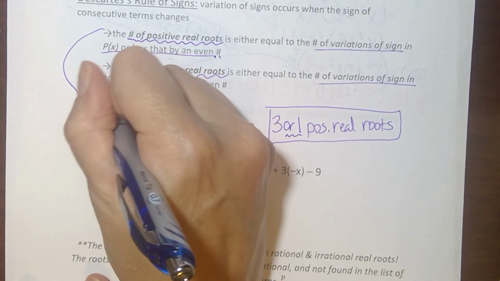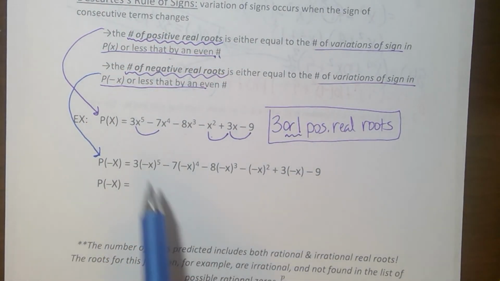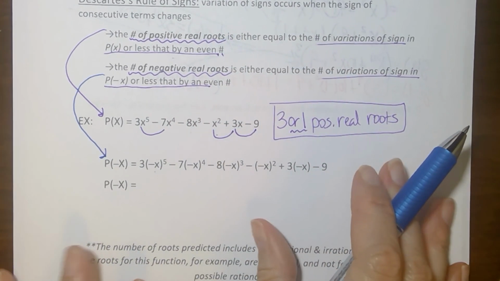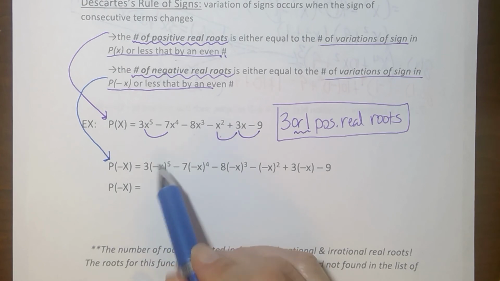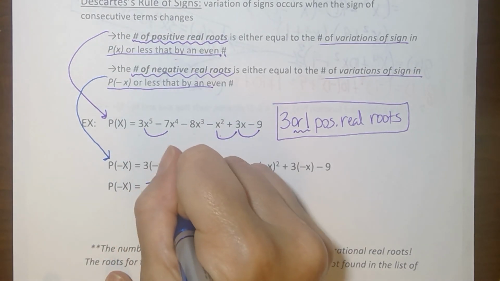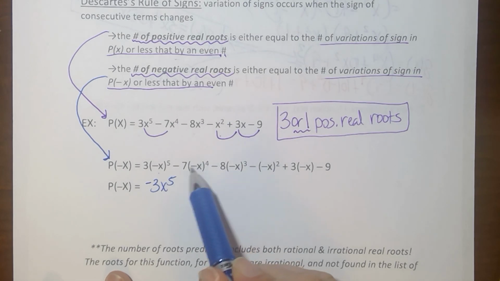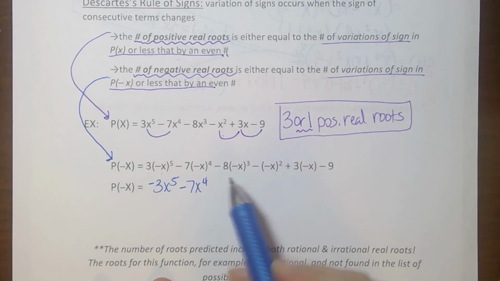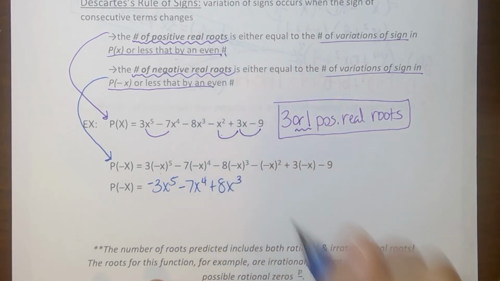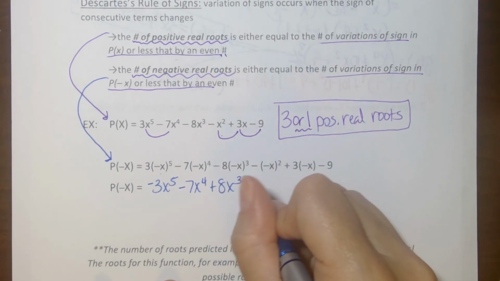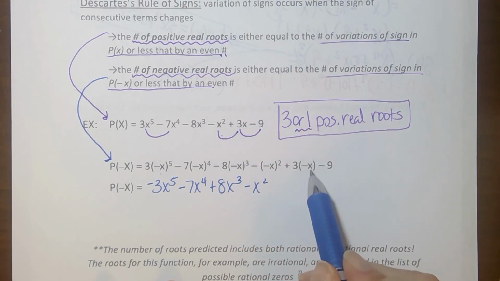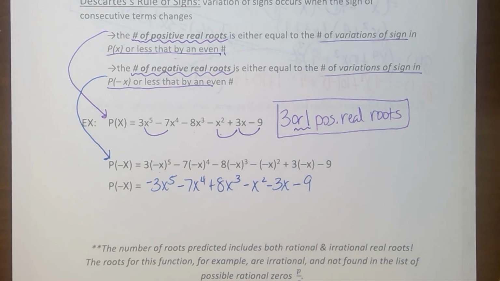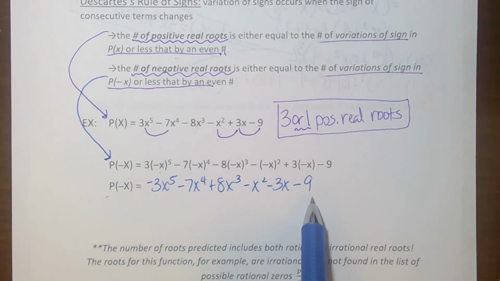I check it by checking p of negative x. So anywhere I have an x, I plug in a negative x. Well, let's see what happens. When I have an odd exponent, it's going to change the sign on that term. When I have an even exponent, the sign on the term doesn't change. Odd exponent changes the sign on that term. Even exponent stays like it was. Odd exponent changes the sign, and a constant is constant. So this is p of negative x.